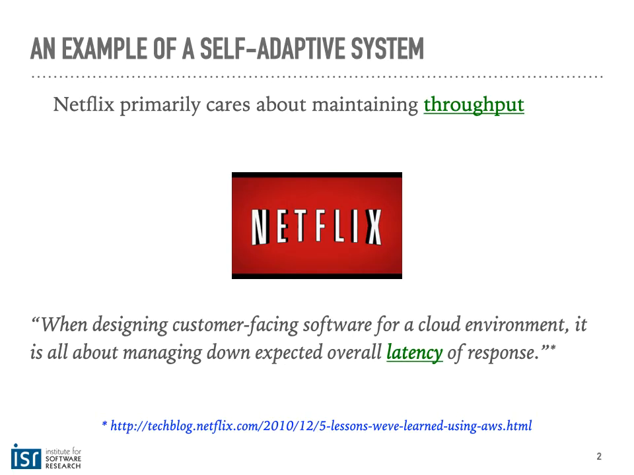Let's take a look at an example of a self-adaptive system, Netflix, which has to provide high availability and optimal performance despite changing environment, faults, and attacks. Netflix primarily cares for throughput because it is a proxy for the latency perceived by its users. Maintaining overall latency is critical for a good user experience.